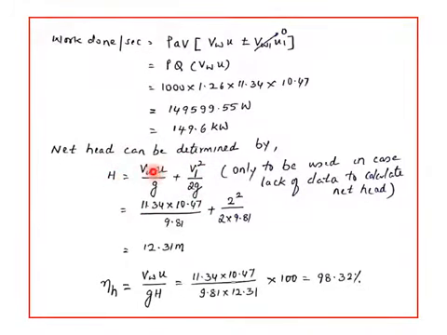Everything is in terms of head units. So VwU by G is in terms of head units, and this is also in head units. So therefore this is nothing but the net head. Input should be equal to the output, which is 12.31. Make use of the hydraulic efficiency as VwU by GH. Unless you find out H, you cannot find out hydraulic efficiency. That's the reason why we have used this formula to calculate the net head. So that comes to 98.32%.